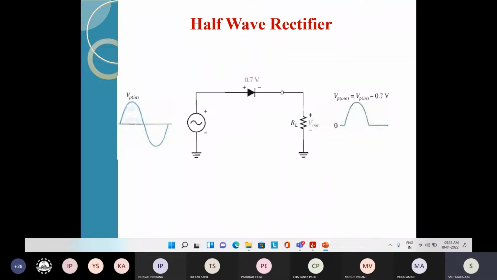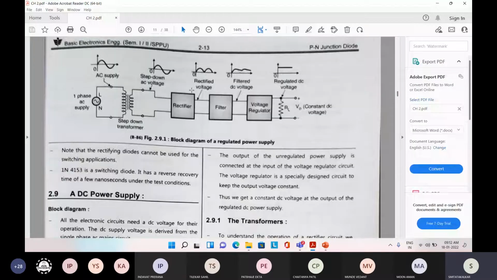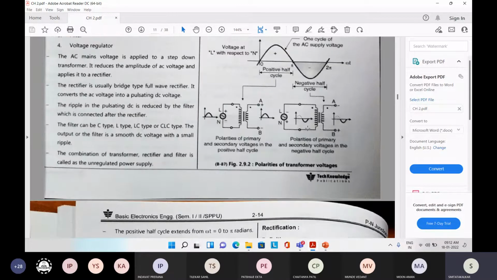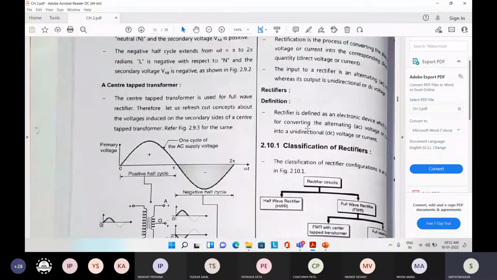Before starting the half wave rectifier, first let's go through the block diagram. This is the block diagram, you can see the rectifier part. After that the filtering part starts, where the filter is a capacitor filter. The capacitor stores the maximum voltage, to hold the voltage in a constant way. The output is the filtered DC voltage, and then a voltage regulator gives the regulated output. After that, we directly start from the rectifiers.